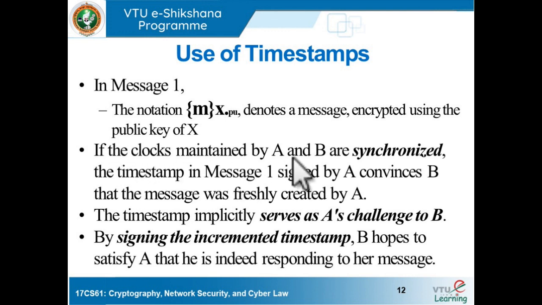If the clocks maintained by A and B are synchronized, in that case the timestamp in message 1 signed by A convinces B that the message is freshly created by A. Now, there is another requirement if you are using timestamps, and this requirement is that both the communicating parties need to be synchronized with their clocks. Now, the timestamp implicitly serves as A's challenge to B. There is no need to include the nonces over here. By signing the incremented timestamp, B hopes to satisfy A that he is indeed responding to her message.